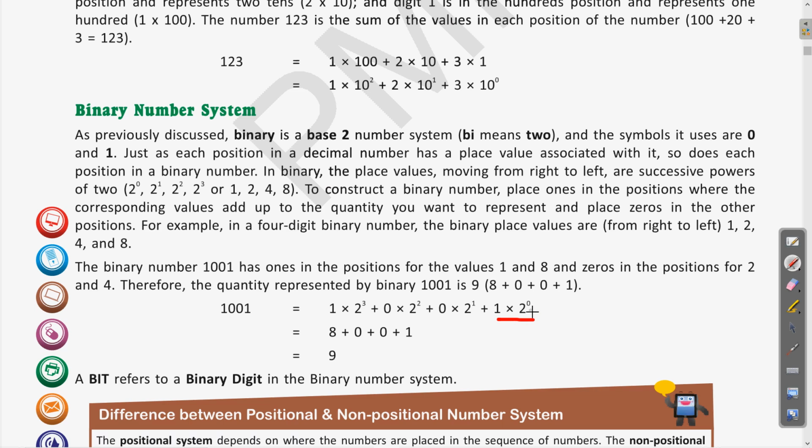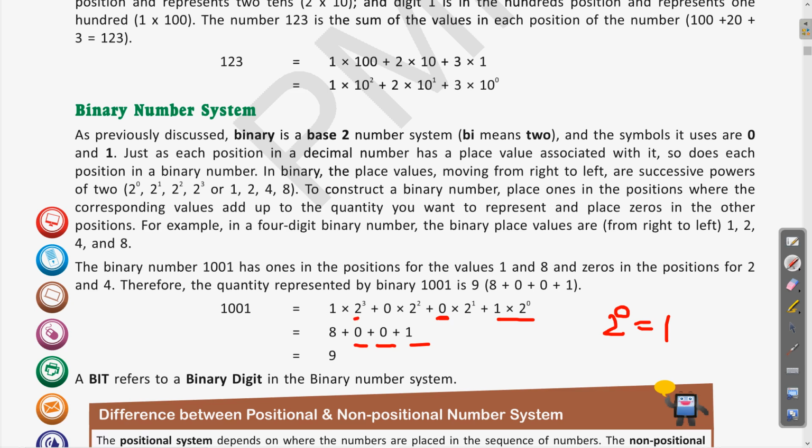2 to the power 0 is, as I have told again and again, any number raised to the power 0 is 1. Clear? So 10 to the power 0 is also 1, and 2 to the power 0 is also 1. So it is 1 into 1, that is 1. Clear? Then 2 to the power 1 is 2, but here it is multiplied with 0. Whatever the number is, if any number is multiplied with 0, its value becomes 0. Clear? So here it will be 0. Here again 2 to the power 2 is 4, and 4 multiplied with 0 is again 0.